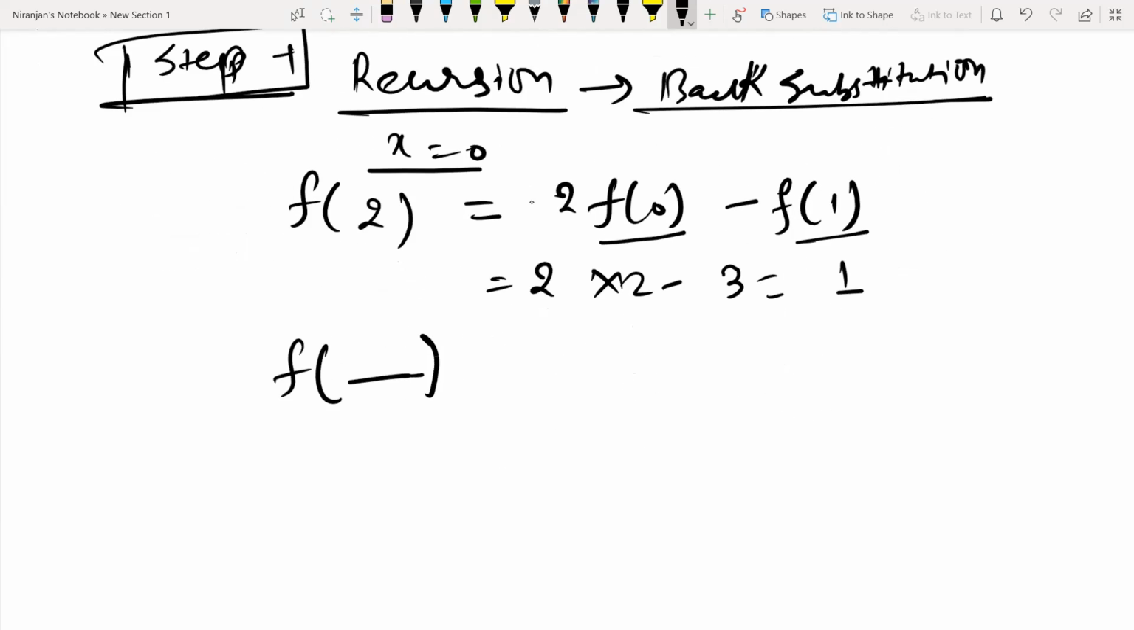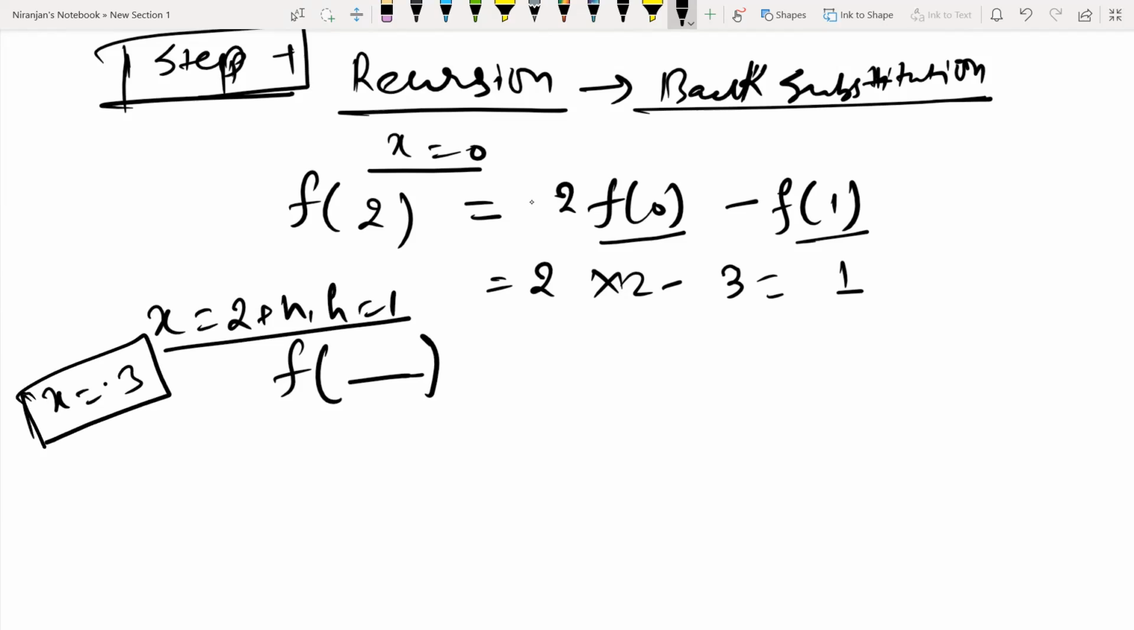Now you need to get another value. After 2, because this is discrete, what exactly do you need to do? You're taking a step, 2 plus h, where h is basically 1. So x plus 2 should be 3. Then x is basically a step value, not the extra one. Just let me delete this one.